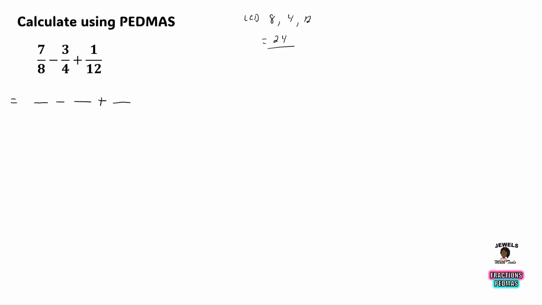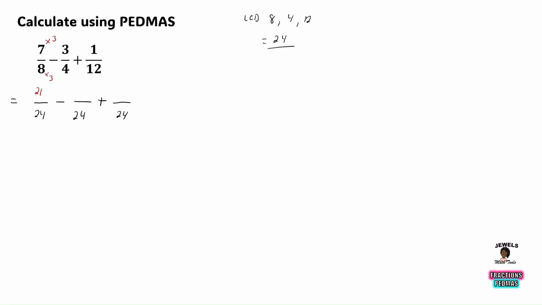Okay, so let's begin by converting our fractions to their equivalent form. Let's begin with our first one, and since we are using our LCD, which is 24, that means all of our numbers in our denominator will be changed to 24. Let's begin with our first fraction. So you know that 8 times 3 is equal to 24. So when we multiply 7 times 3, we'll get the product of 21.